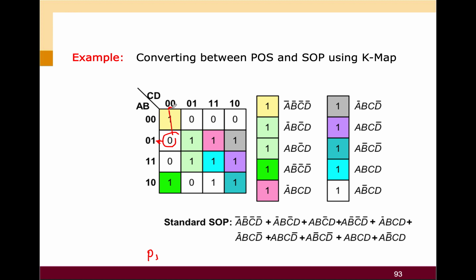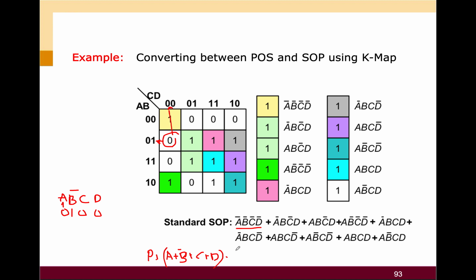Look into this one. The input is 0, 1, 0, 0, and POS is not similar to this. Let me draw it first over here: A, B bar, C and D. This is for the input. So the representation will be A plus B bar plus C plus D.